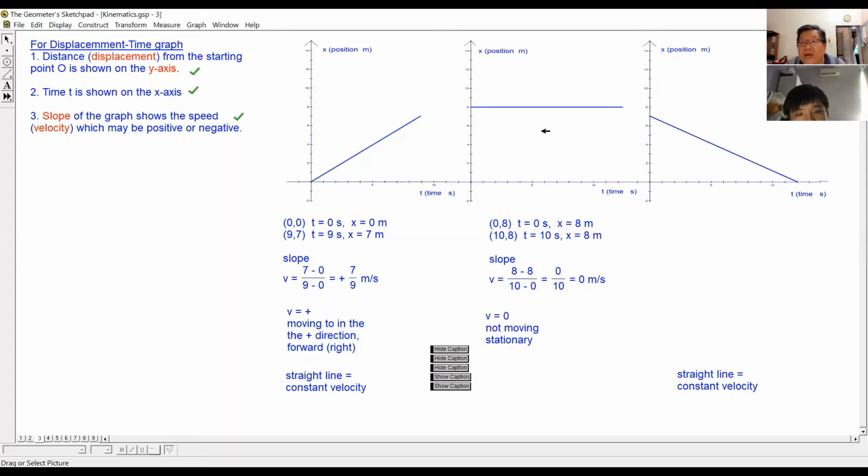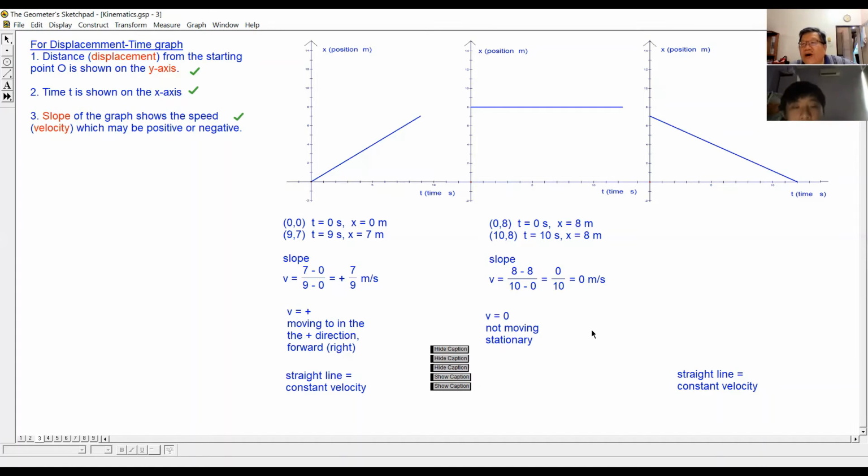Now, another way to decide whether he's moving or not is to find the slope of this line. Since I know two points on the line, I use the y coordinate minus the y coordinate, 8 minus 8, then the x coordinate minus the x coordinate, 10 minus 0. So 8 minus 8 is 0, 10 minus 0 is 10. 0 divided by 10 is 0. So it means that the velocity is 0. 0 means it is not moving. The object is not moving, or stationary, right?